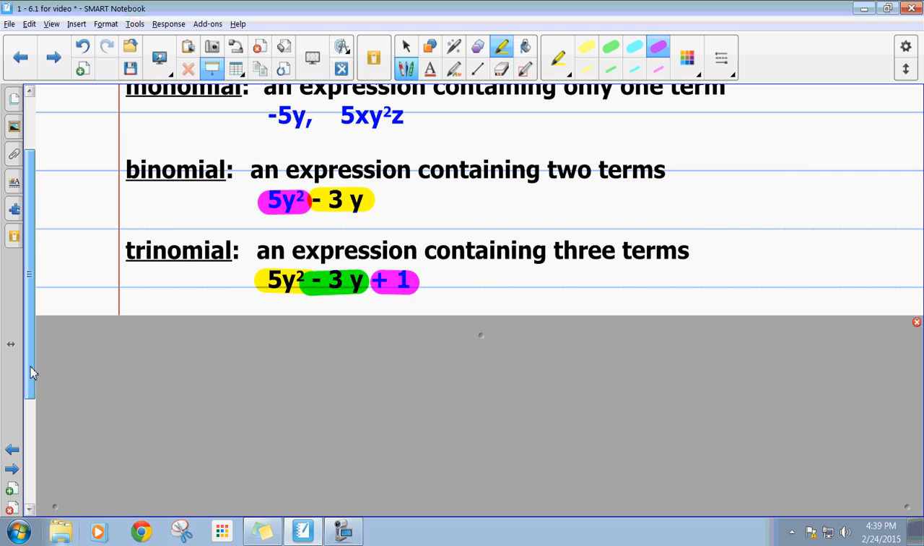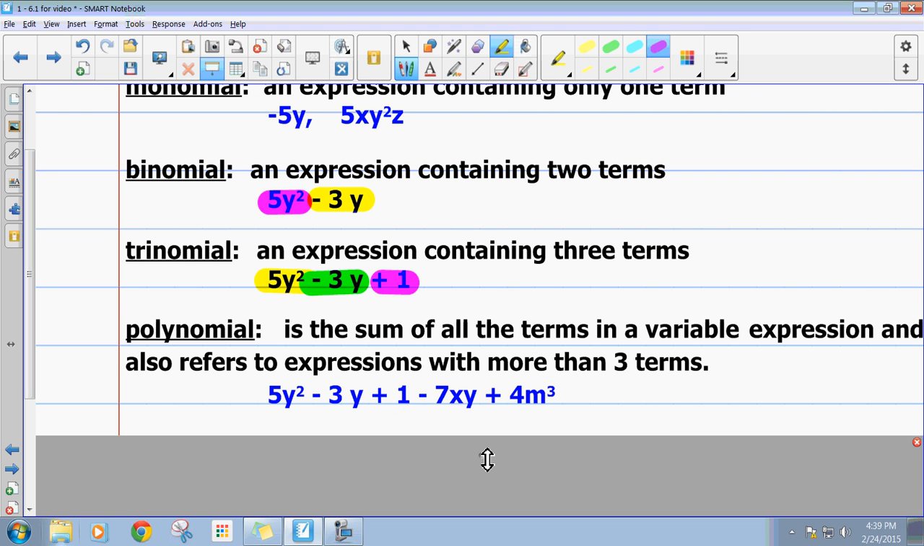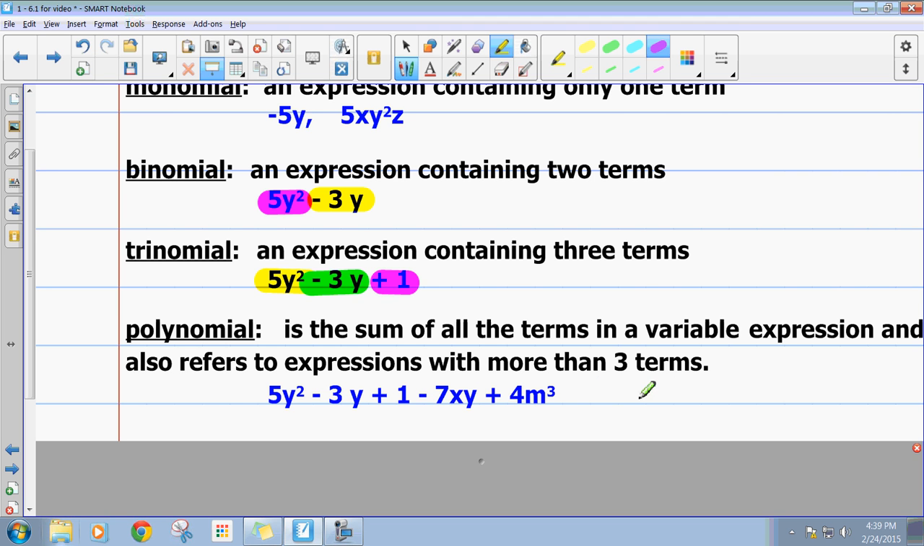We can move beyond that, and we simply refer to it as a polynomial. It's the sum of all the terms in a variable expression, and it also refers to expressions that have more than 3 terms. So it's a very generic word. Instead of saying grade 9 student, we might just say students. So in this particular polynomial, we have 1, 2, 3, 4, 5 individual terms.